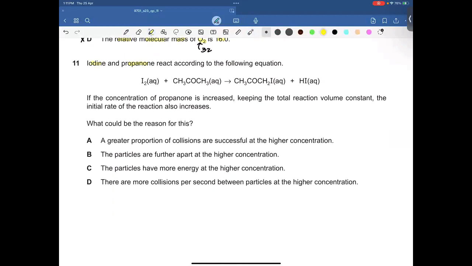Question number 11. Iodine and propanone react according to the following equation. If the concentration of propanone is increased, the number of reactant particles increases.